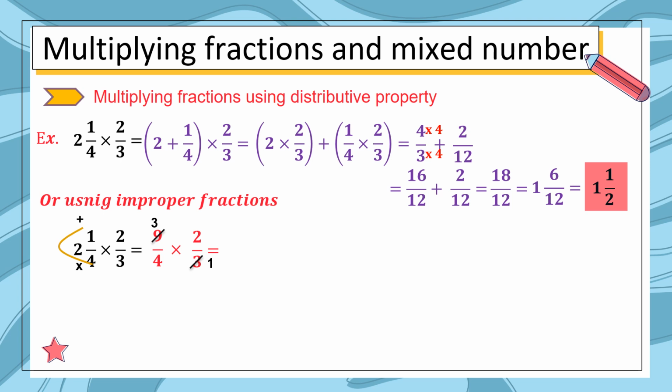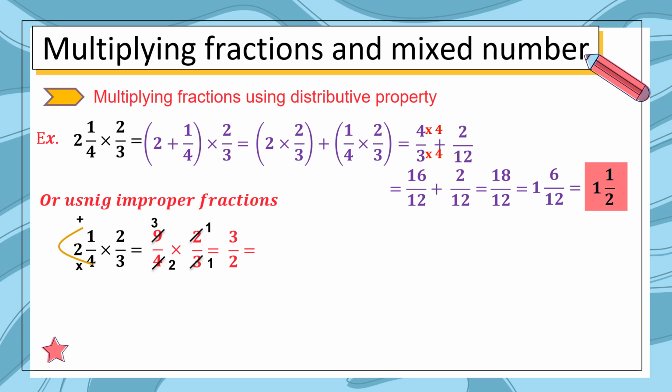Also we have here 2 and 4. 2 and 4 I can divide up and down by 2. 2 divided by 2 equals 1, and 4 divided by 2 equals 2. 3 times 1 equals 3, 2 times 1 equals 2. So it will be 3/2.